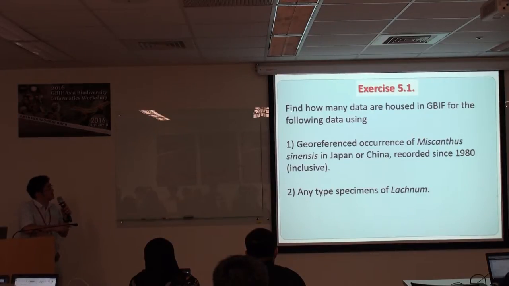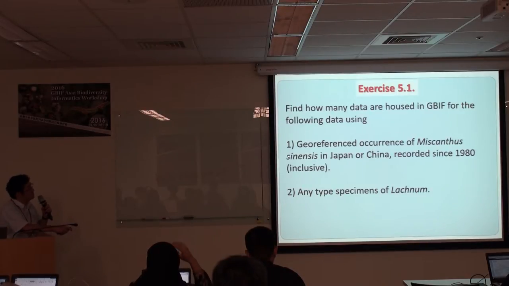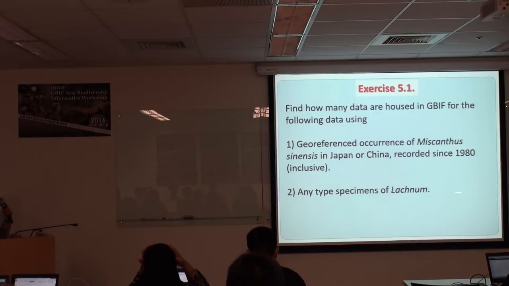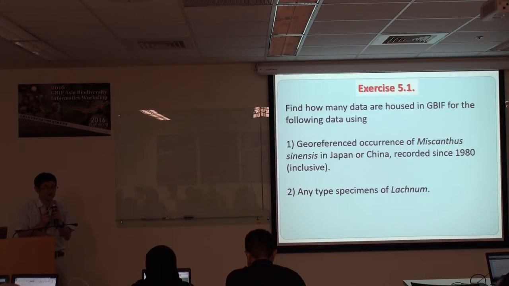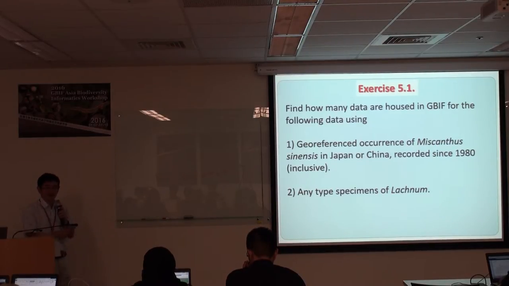So the exercise is to find out how many data are housed in GBIF for these data: georeferenced occurrences of Miscanthus sinensis in Japan or China, recorded since 1980, including 1980. And any type specimens of Blackman, which is again my favorite, right? So think about what kind of filter you can think of, and what kind of Darwin Core terms you have to use. The keyword is already in here. What kind of keyword can you choose? I'll give you some time, so please try to work on this and get the answer.